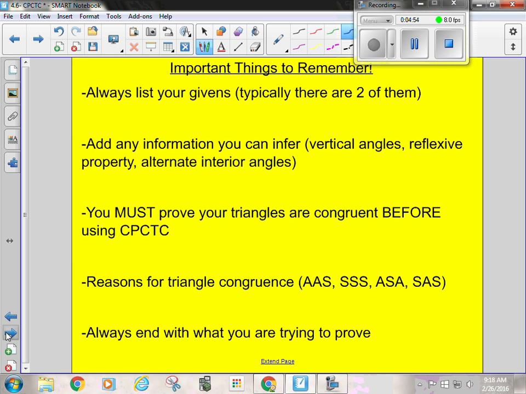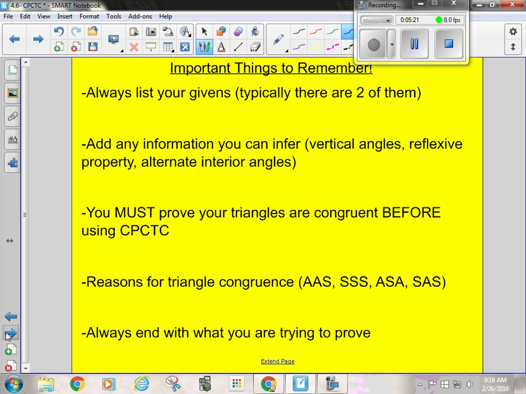Some important things to remember about proofs. Always list your givens. Typically there are two of them. Add any information you can infer. So if you see vertical angles, we use the vertical angles theorem; if a side is shared, we use the reflexive property. If we have parallel lines, we can talk about alternate interior angles. You must prove your triangles are congruent before you can use CPCTC. So notice how I did that on the previous problem.